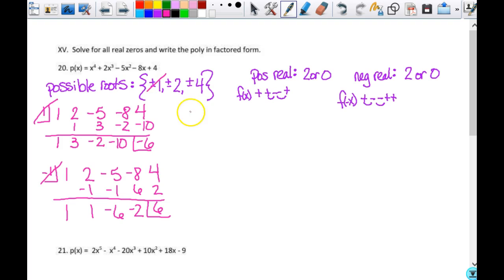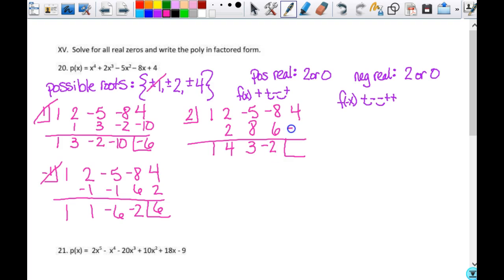Now I'm going to try positive 2. So positive 2, still using 1, 2, negative 5, negative 8, and 4. So 1, 2, 4, 8, 6, negative 2, negative 4, 0. Oh, got a winner. This is a good thing. So that means that this is a root.